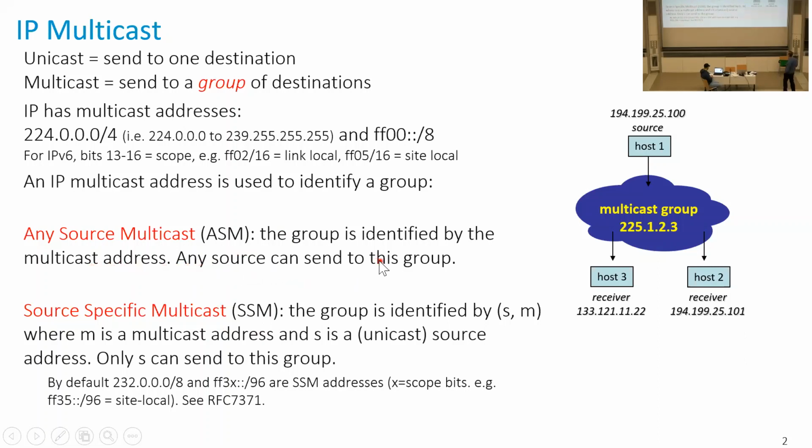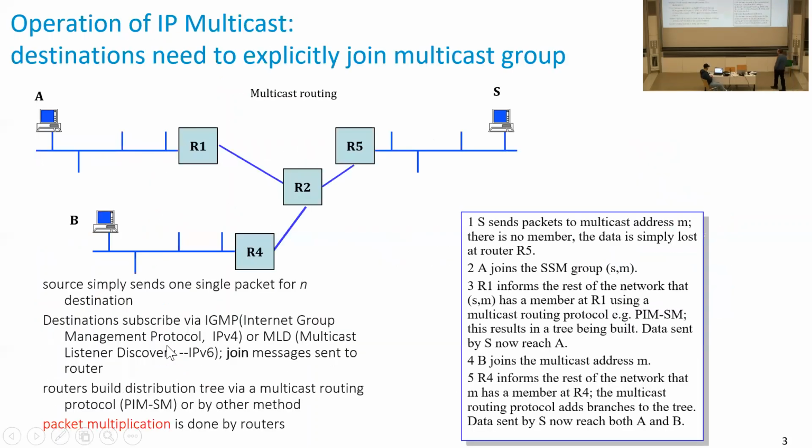And any source can send to this group, which is the original idea of multicast, but most of the time we prefer to use source-specific multicast, where the group is identified by the combination of the source address and the multicast address here. And only one source can send to this group, which is what you would like to do if you're listening to a radio channel or watching a video channel, for example. So the source-specific multicast addresses are a subset of the general multicast addresses.